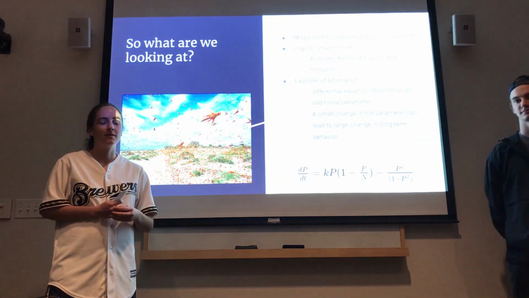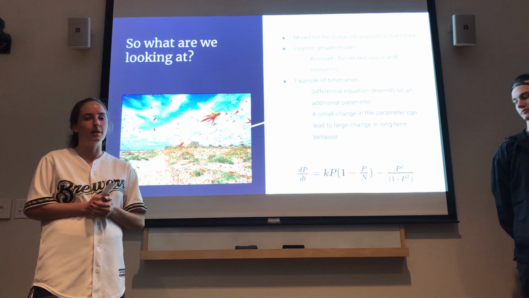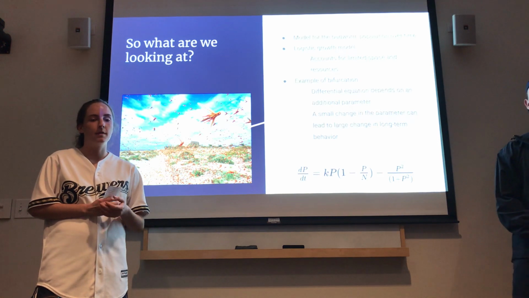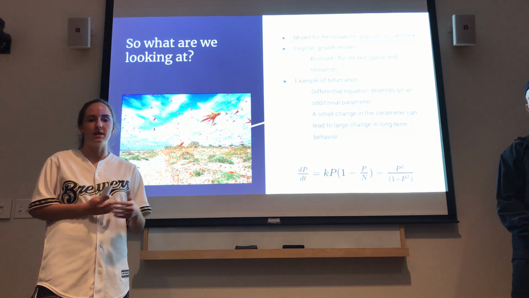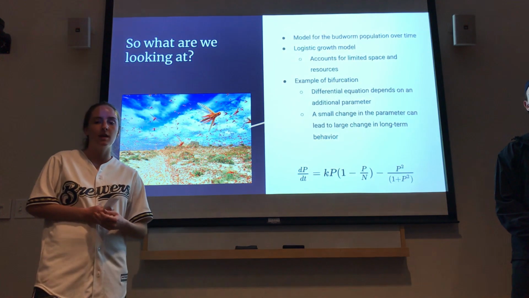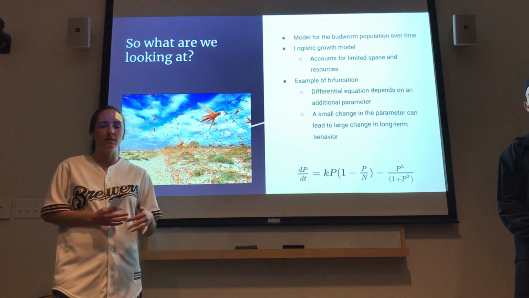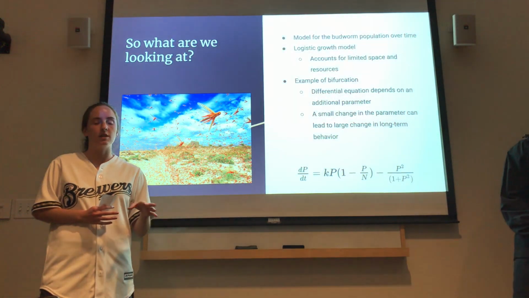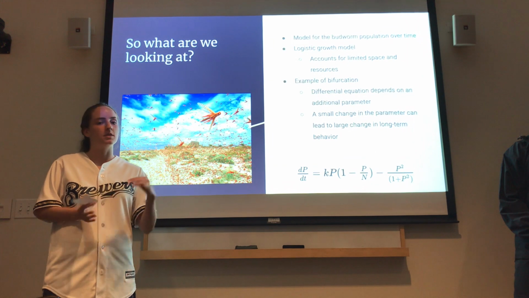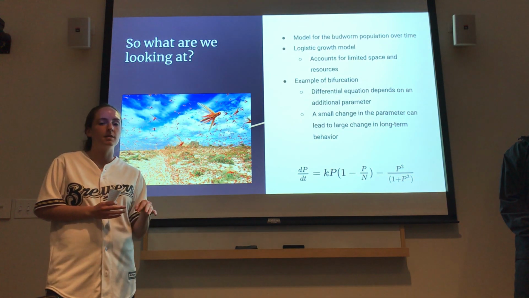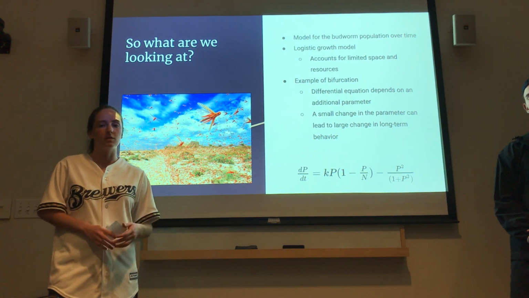So just some background information on our project. It's a model for the budworm population over time. It models a logistic growth model, which accounts for the limited space and resources within the population. This is also an example of bifurcation, which we've normally seen for autonomous equations, where small changes in the parameter that's added on to the differential equation usually result in small changes. But for our example, the changes within the parameter are going to have a more drastic effect on the overall solution.